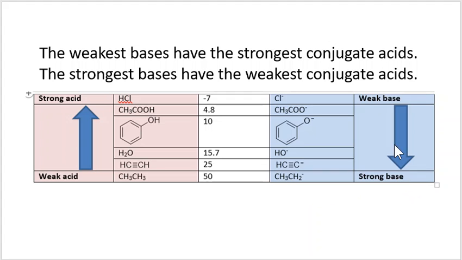So in general, the weak bases have strong conjugate acids, and the strong bases have the weak conjugate acids. So weak bases have conjugate acids with lower pKa values.